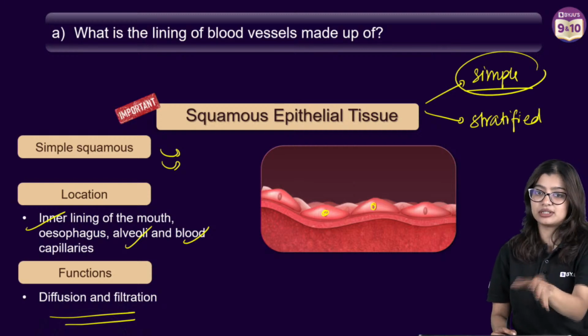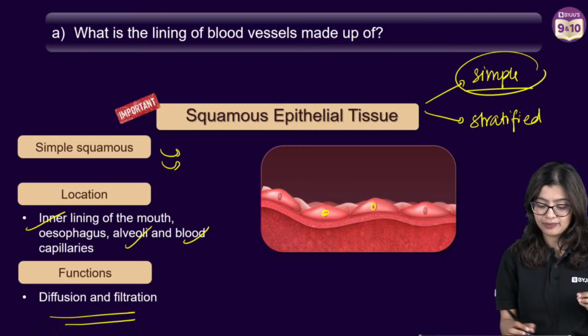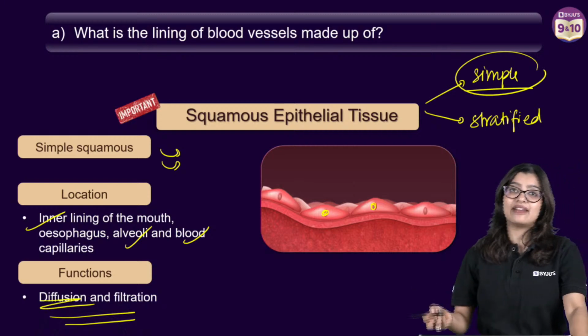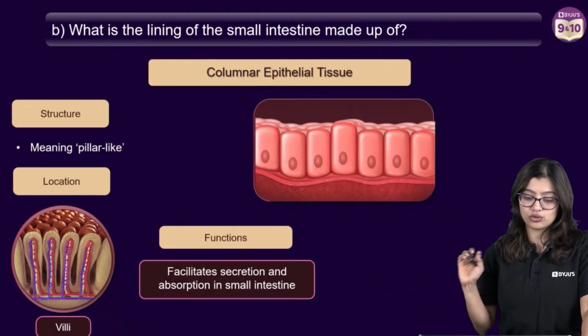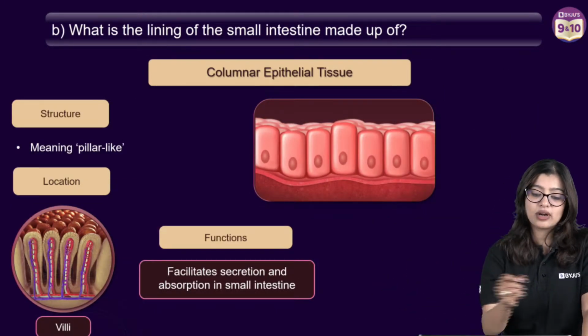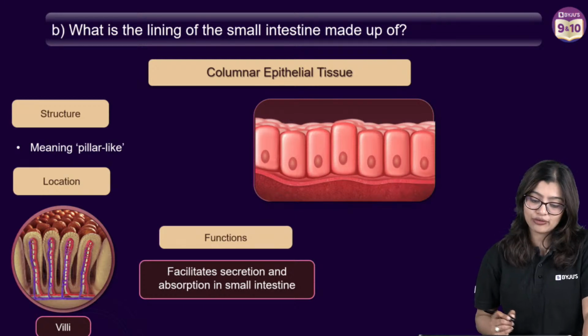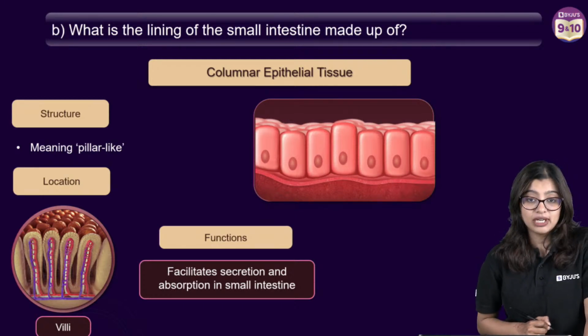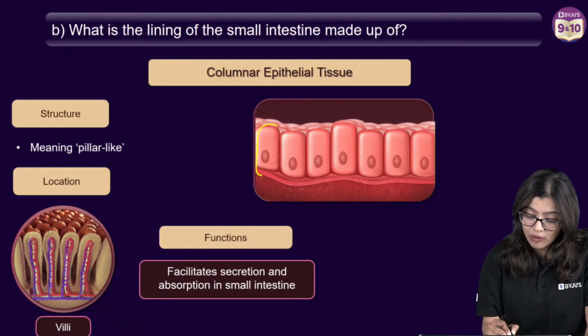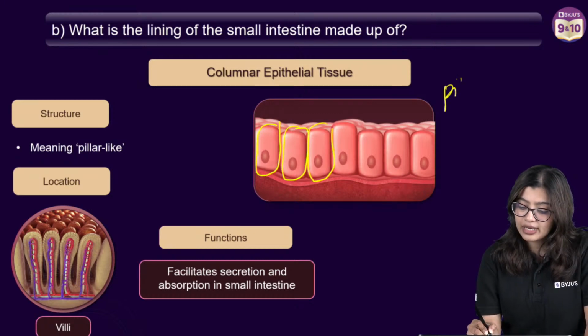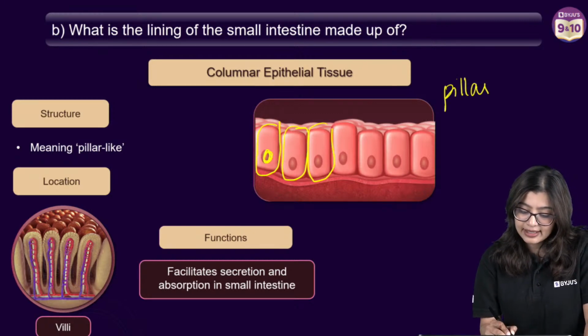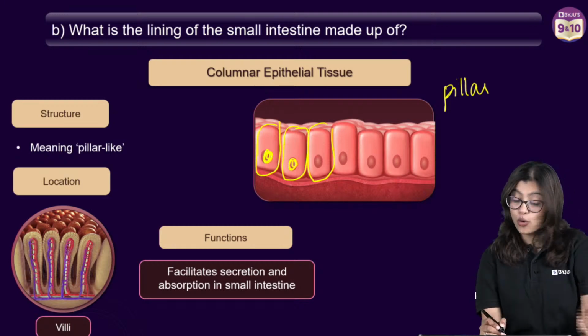Apart from protection. See, their primary function is protection. But apart from that, in places like alveoli and in the case of thin blood vessels, they help in diffusion also. Now the next question is, what is the lining of small intestine made up of? Small intestine is made up of columnar cells, right? We see that they are made up of columnar cells which are tall. So it's like a pillar, like a column. And we see that the nucleus is found more towards the lower end.